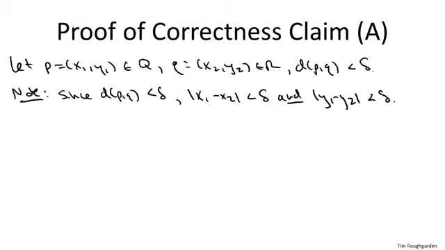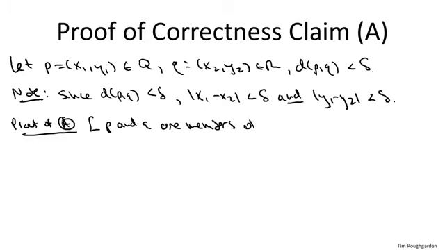Okay, and this is easy to see if you just return to the definition of Euclidean distance that we reviewed at the beginning of the discussion of closest point. So if your distance is at most delta, then in each coordinate you differ by at most delta as well. Now, what does A say? So proof of A. What does part A of the claim assert? It asserts that P and Q are both members of SY, are both members of that vertical strip.